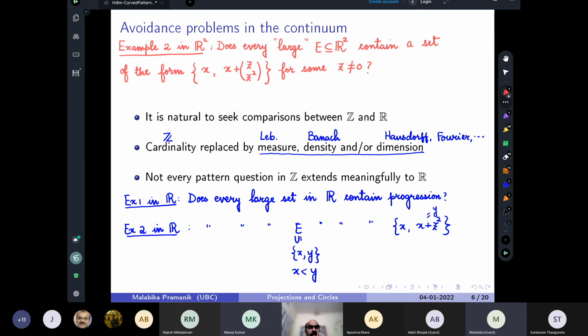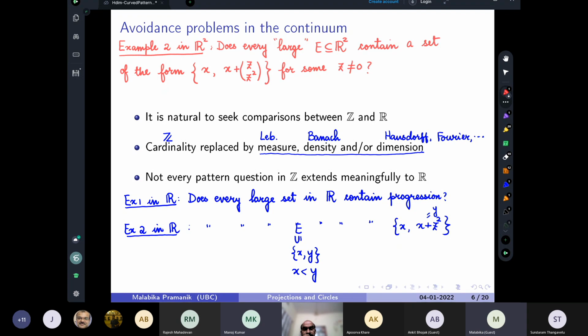Counting primes would be an avoidance problem as well, right? Counting primes? I'm avoiding composites, like in the discrete setting. Well, one could cast it as an existence problem or an avoidance problem in the following way. One could ask what is the largest length of a block of integers one can go to without encountering a prime, and that could be cast as an avoidance problem.